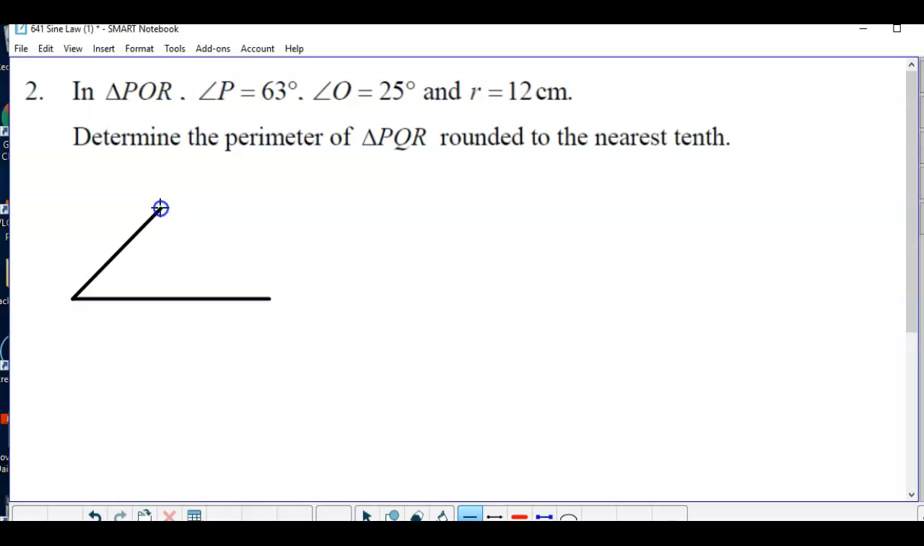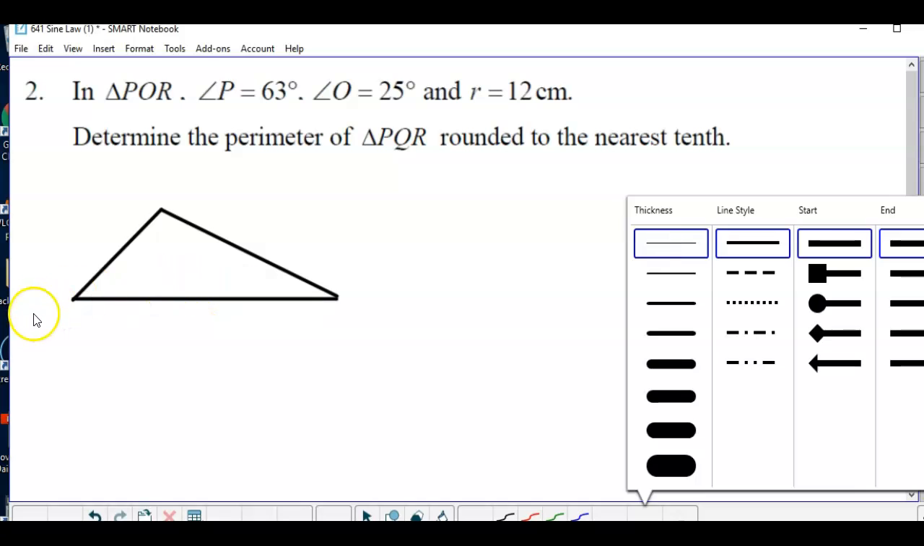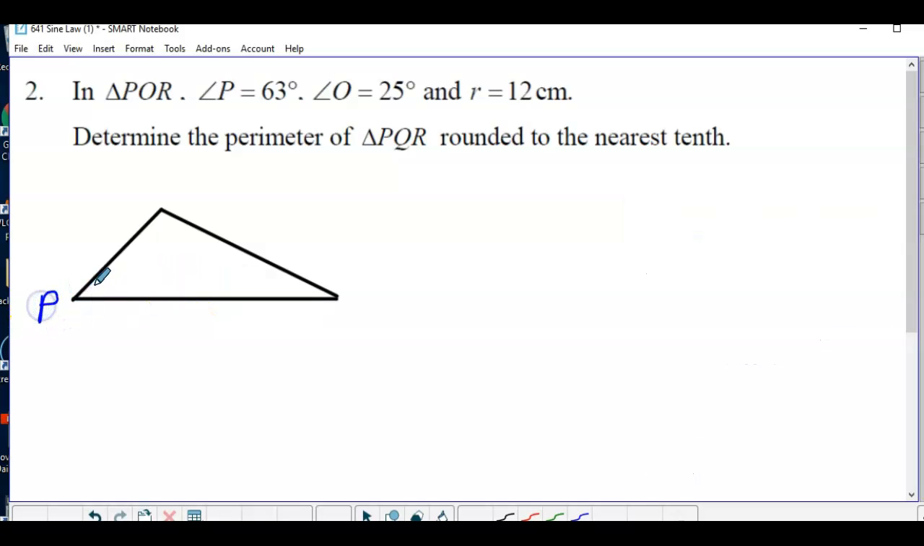Now, angle, so this would be P. Angle O is 25. So I'm going to put O here also with that horizontal. I'm going to spread that out a little bit so that when I join these up, it looks a little bit more like 25. Okay, so let me label here. This would be my P, and that's 63. This would be my O, and that's 25.